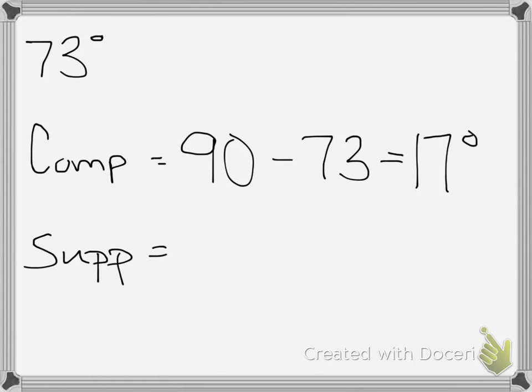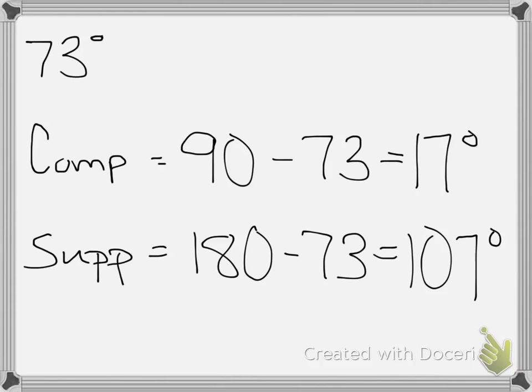Now, if it was supplementary, what are you subtracting from? Just tell me. It's going to be 180 minus 73. Now it's just a matter of being able to put the numbers in your calculator to find 107 degrees. Okay?